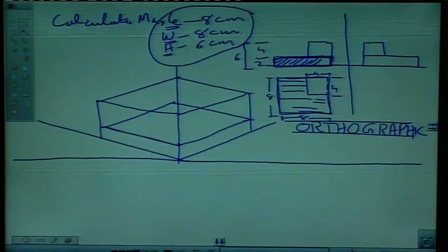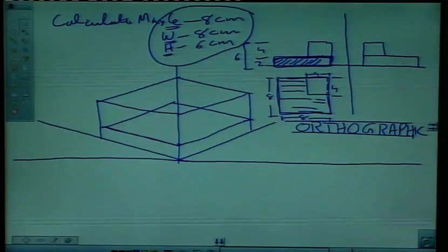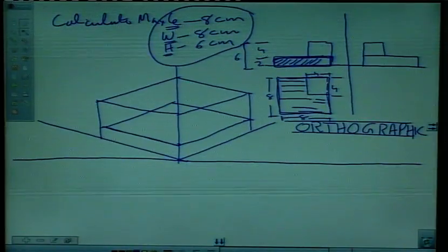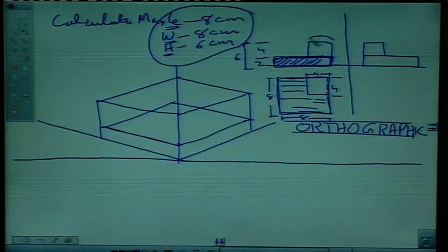What we have done is we have just ignored the top part first. We have just drawn this base cuboid which is 8 centimeter by 8 centimeter by 2 centimeter. So our first part is complete. Then we will draw the second part of the object.